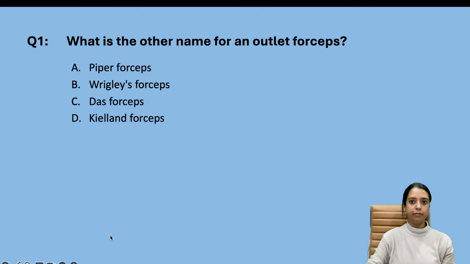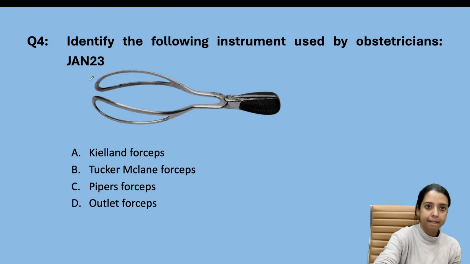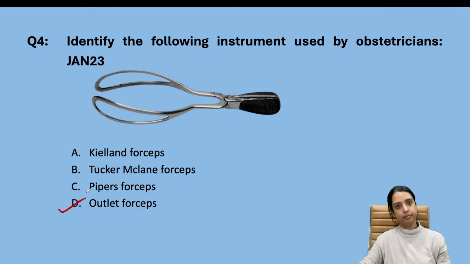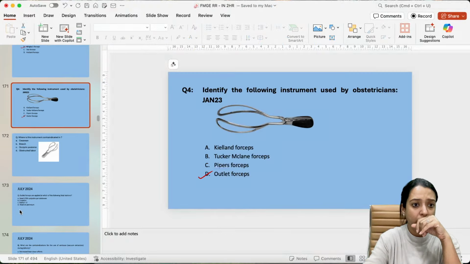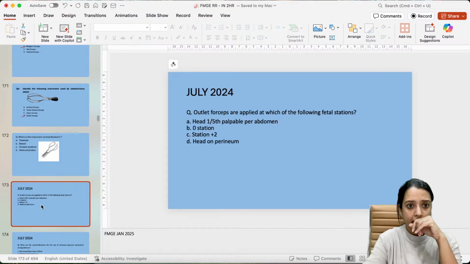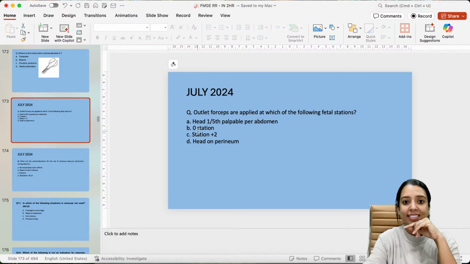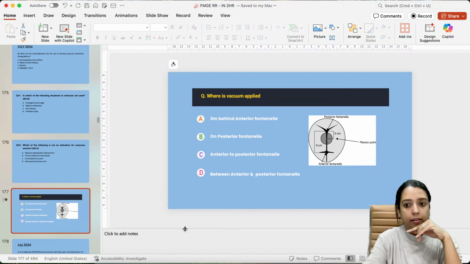What is the other name for outlet forceps? Wrigley's and Das. I think now they have given very close options. Wrigley's and Das are both the outlet forceps. But more scientific is Wrigley's. This is again an outlet forceps, है ना, छोटा सा outlet forceps. ठीक है? Now vacuum. A little bit about vacuum. Again about forceps. Outlet forceps are applied with which of the following stations? Outlet is done when the head is on the perineum. Okay, so a lot of questions are there on the forceps.